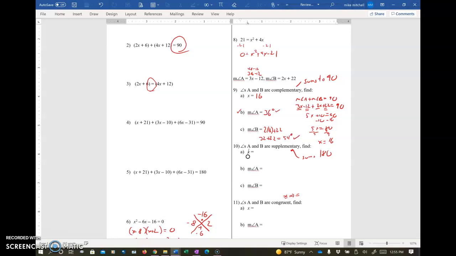I know these answers are correct because 36 and 54 adds up to 90, just like they should. Same thing for supplementary, except the only thing that's going to change is going to be 180 right there. This one is going to be the 3x minus 12 equals the 2x plus 22.